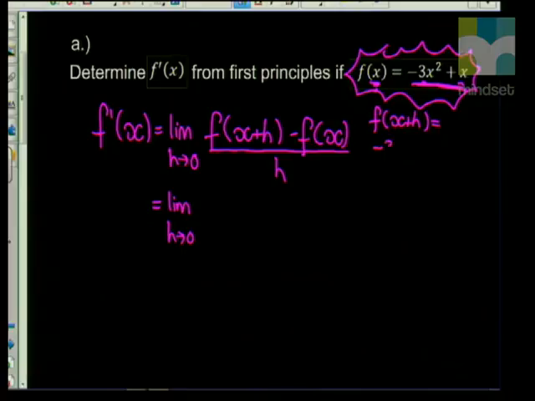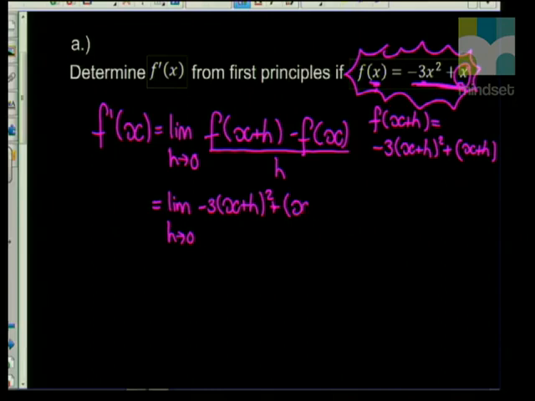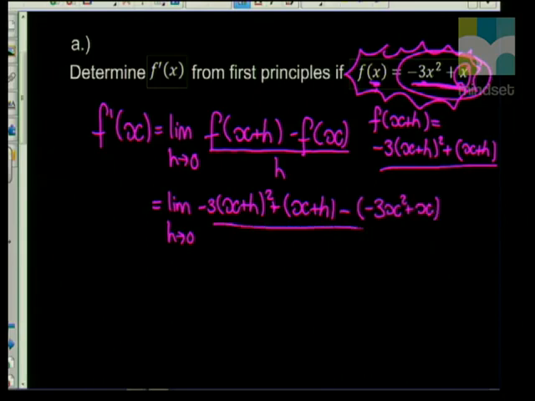I'm going to have negative 3. Instead of x, we've got x plus h squared. And instead of x, again, I'm replacing that with x plus h. So that's what f of x plus h is as a function, okay? So f of x plus h is negative 3 times x plus h squared, plus x plus h, which I'm just getting from over there, minus f of x. f of x is this equation over here, so it's the original f of x equation of negative 3x squared plus x, all over h.